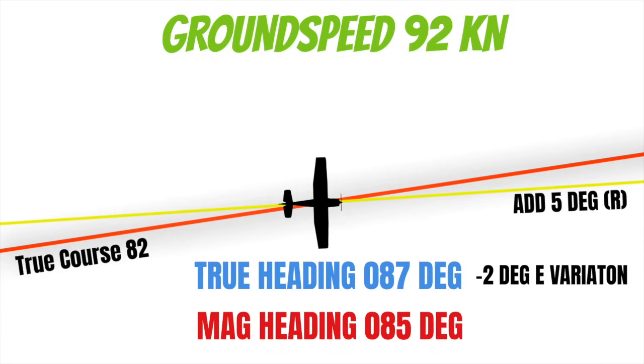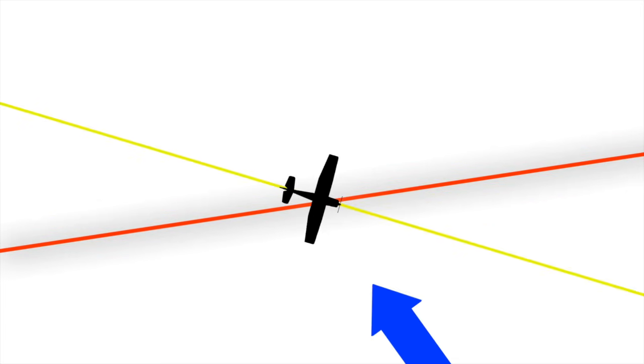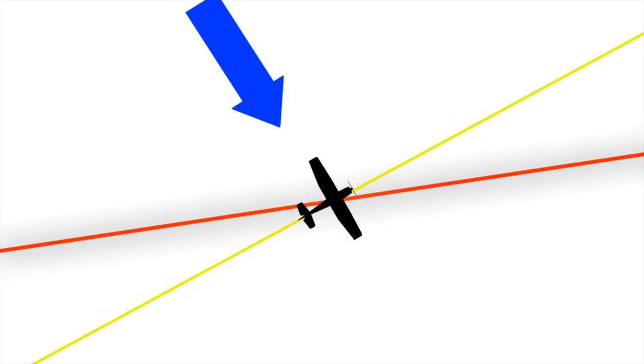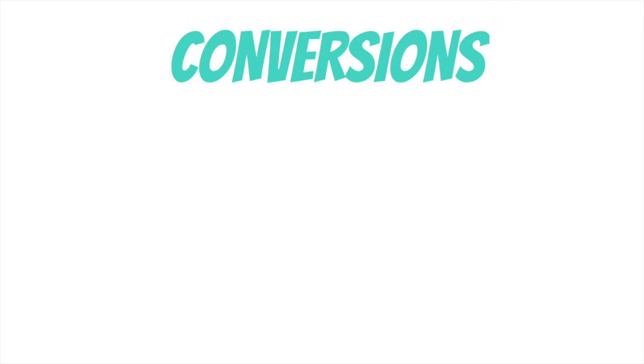Now while this method takes a tiny bit more work than a flight computer in the beginning, using this method will allow you to see how your wind speed and direction affects your heading and your ground speed. And you can actually get really accurate estimating your ground speed and heading with just a tiny bit of practice. So try this method a couple times and see if you like it. Let's go back and look at conversions for a minute.